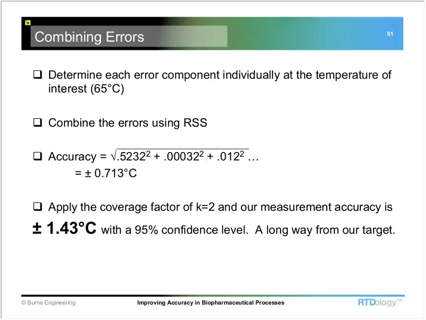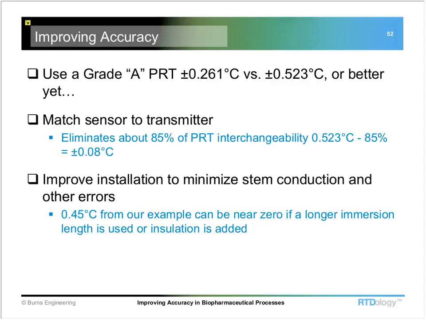We really need to go through and improve each one of these things, not only with the sensor, but also with the installation. So if we were to use a grade A PRT, well, that gets us part of the way there. But the best thing yet is to go ahead and match the sensor to the transmitter, or if you can match it to whatever control equipment you have in that measurement loop, that works also. And we can get rid of a whole bunch of the interchangeability numbers with the probe. We take that grade B sensor, calibrate it. We end up with about 0.08 degrees C.